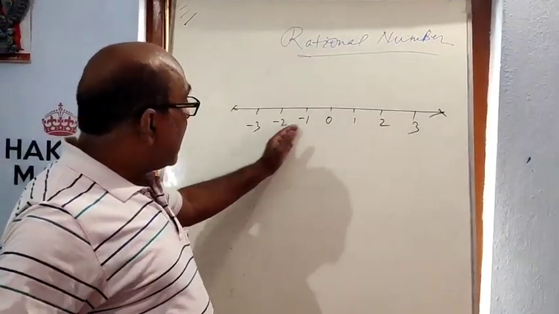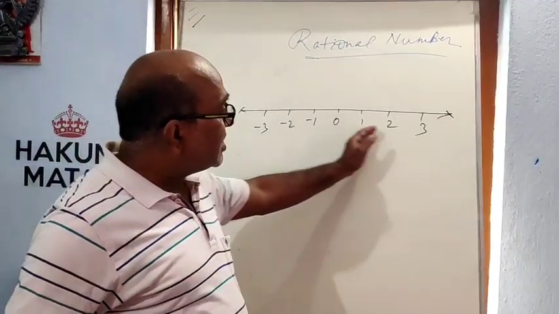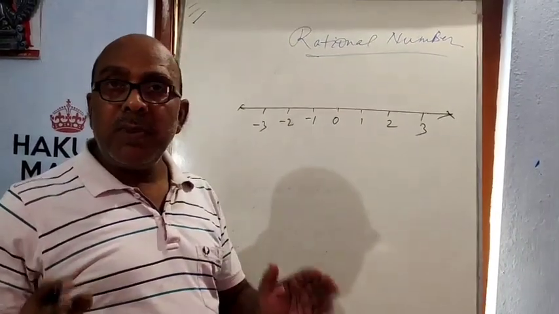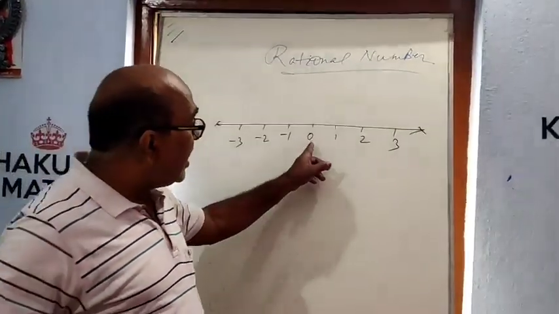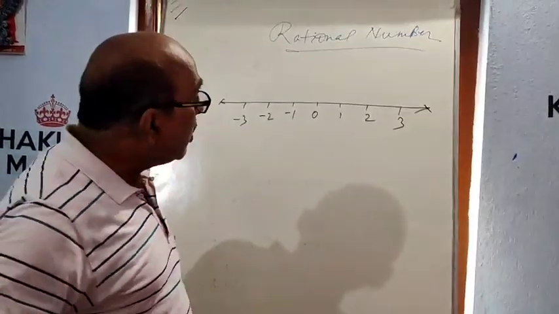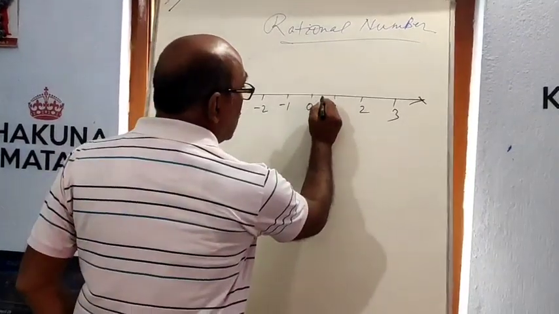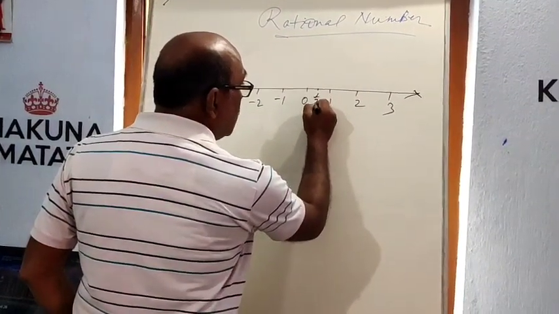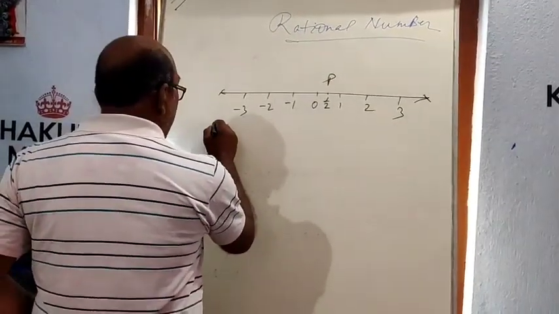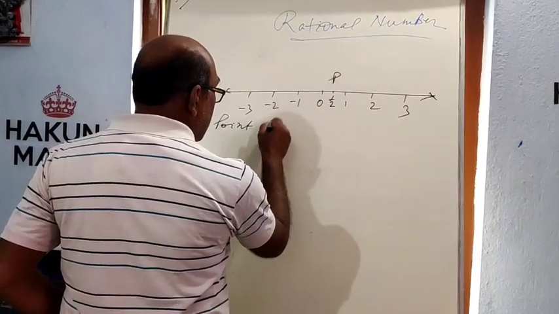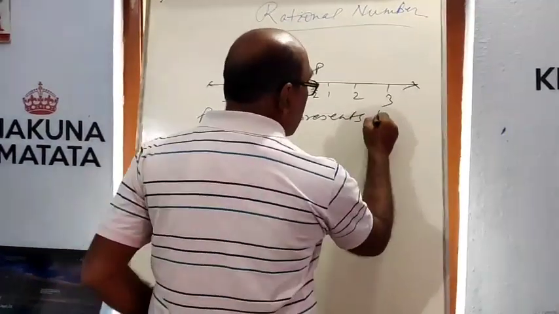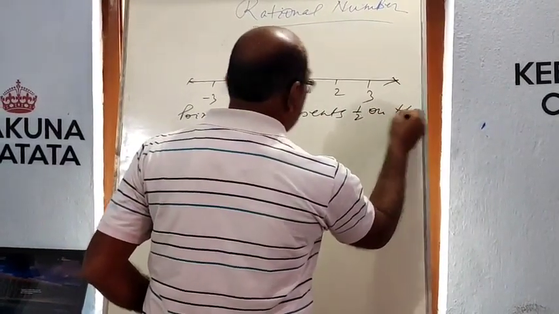The left hand side of 0 is negative and the right hand side is positive. If you have to show 1 by 2 on the number line, we see that the distance from 0 to 1 is 1, and half of this will be 1 by 2, and therefore this point is 1 by 2. We name the points P, Q, R and write here point P. Point P represents 1 by 2 on the real number line.